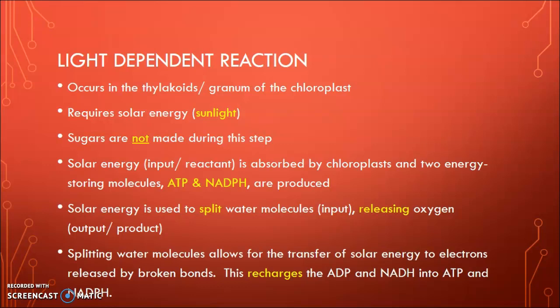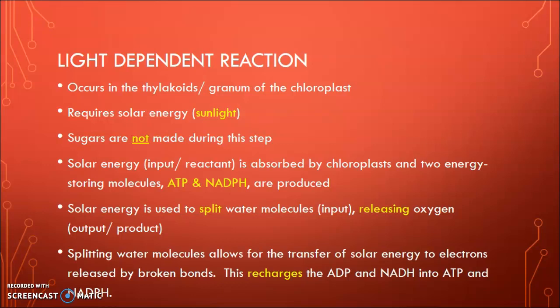We don't do it all at one time. That's why we have different reactions. Different reactants go in different parts, and you end up with different products in different reactions. So the sugars are not created in this step. We're getting ready to make the sugars in the next step.